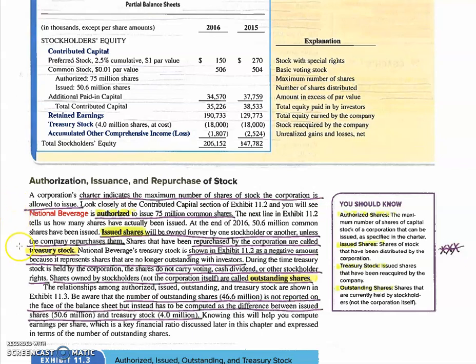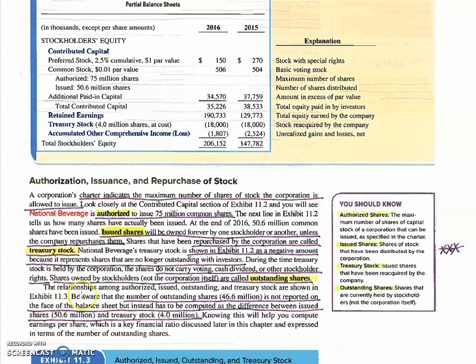Outstanding shares are shares that are left standing outside the corporation. If you want to get a word picture there, think of outstanding shares as: here is this big building that's the corporation, and those shares are out there on the street. They're standing outside the corporation. They're shares that have been issued and are still owned outside the corporation.